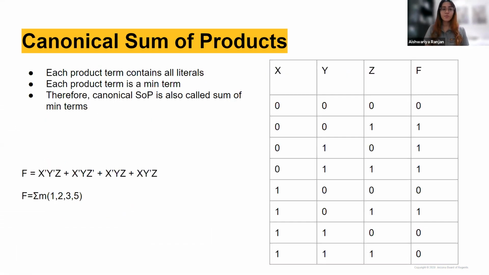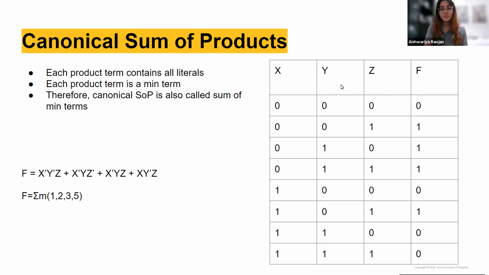So canonical sum of products, in this, each term in your expression should contain all the literals involved. And each product term is a min term because they're being added together. Therefore, the canonical sum of products is also called the sum of min terms because each term is a min term. So in this case, if we look at the truth table over here, a canonical sum of products is taken for each term which gives you an output of 1.